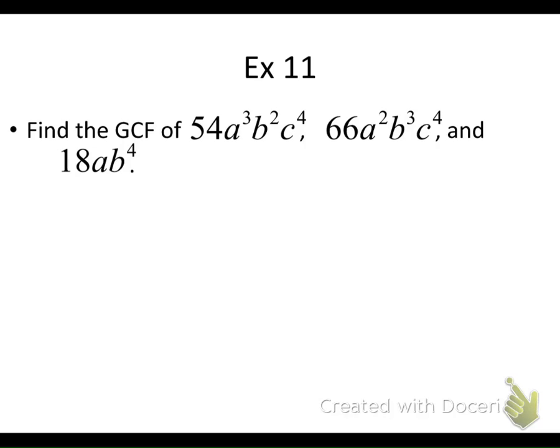So on your example lines: 54, A to the third, B to the second, C to the fourth. On the second example line, you're going to write 66, A squared, B cubed, C to the fourth. And on the third example line, for the last example, number 11, you're going to write 18A, B to the fourth.